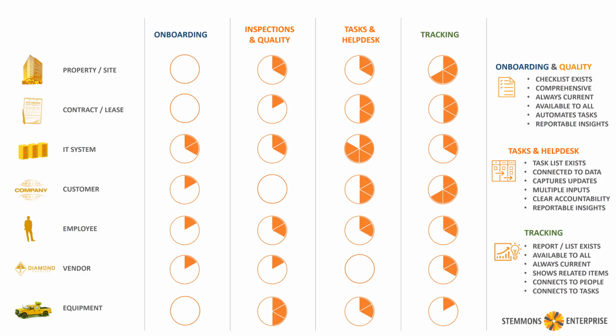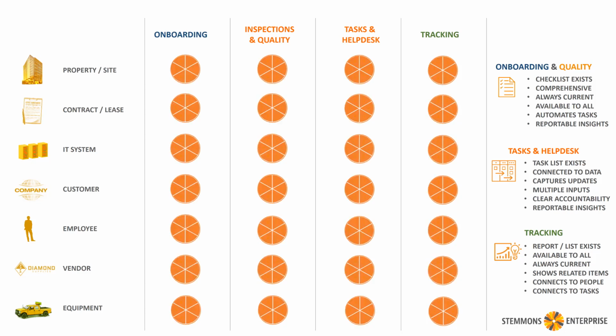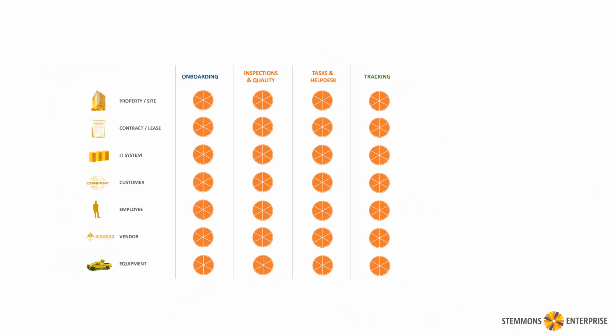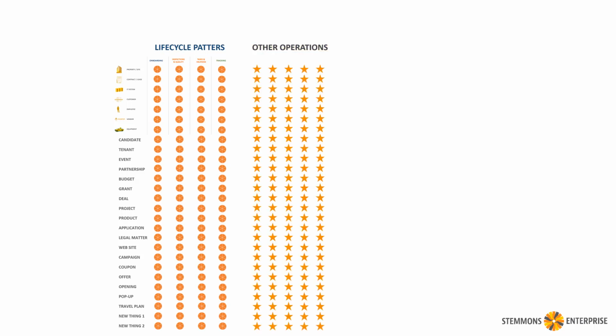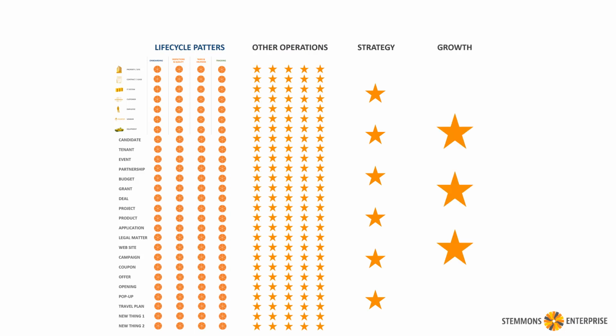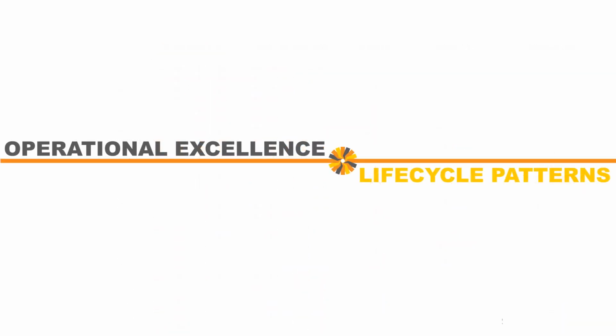Stemmons Enterprise allows us to do all of these things with a common set of tools, so we're scoring 6s across the board. We all know that there's a lot more going on than this in your organization. We can start with lifecycle patterns and extend it into many other areas of the organization. With this foundation in place, Stemmons can go up the value chain and help you structure other areas, freeing up time to focus on things like strategic initiatives, growing the organization, and of course, innovating. And that's how we build operational excellence using lifecycle patterns.